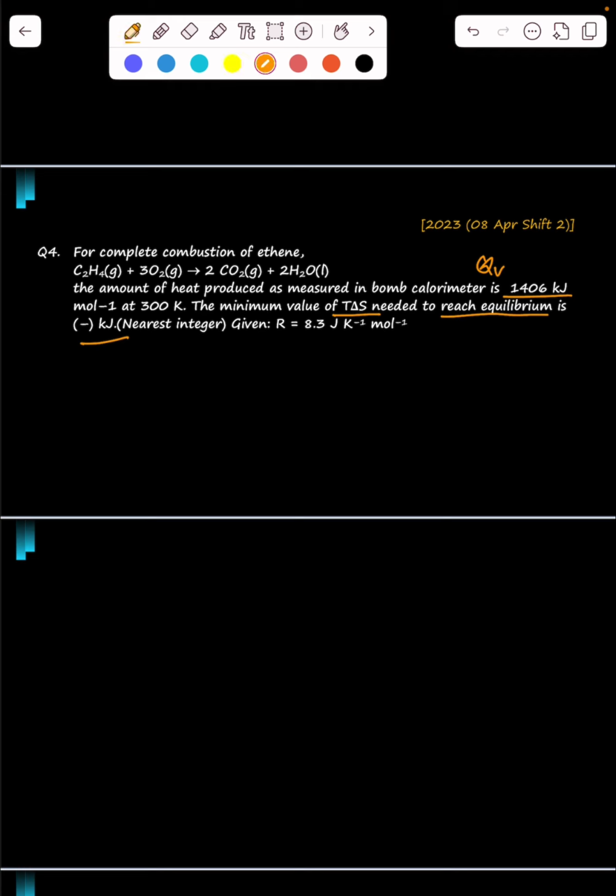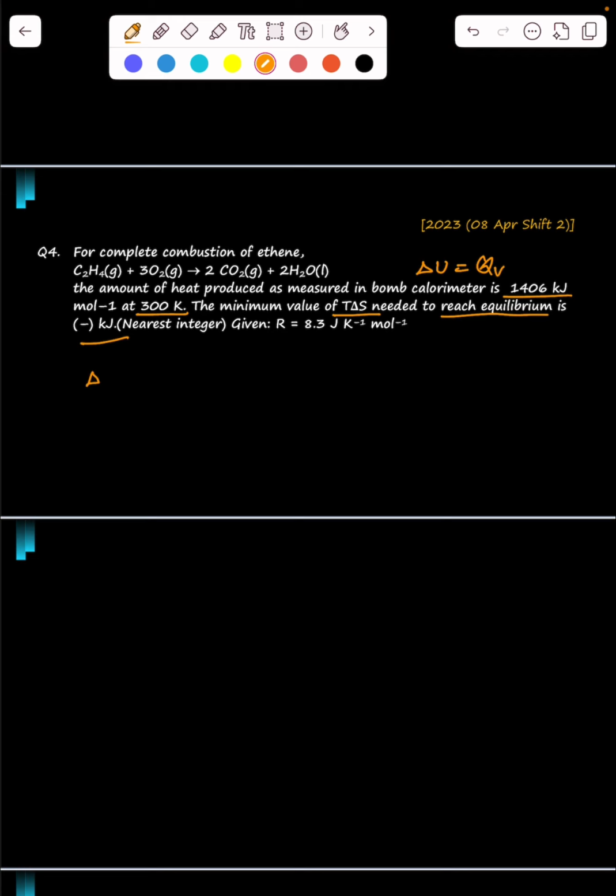What do you think? कैसे करना होगा? तो मैं Q V का वैल्यू, मतलब delta U का वैल्यू तो गिवन ही है पहले से ही. और टेम्परेचर कितना दे रखा है? टेम्परेचर दे रखा है 300 केल्विन. सो द मिनिमम वैल्यू ऑफ T delta S निकालना है.